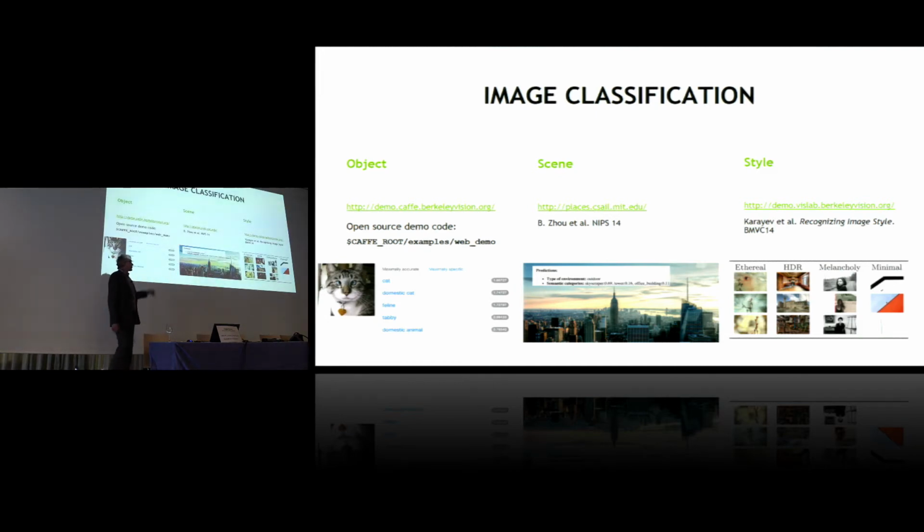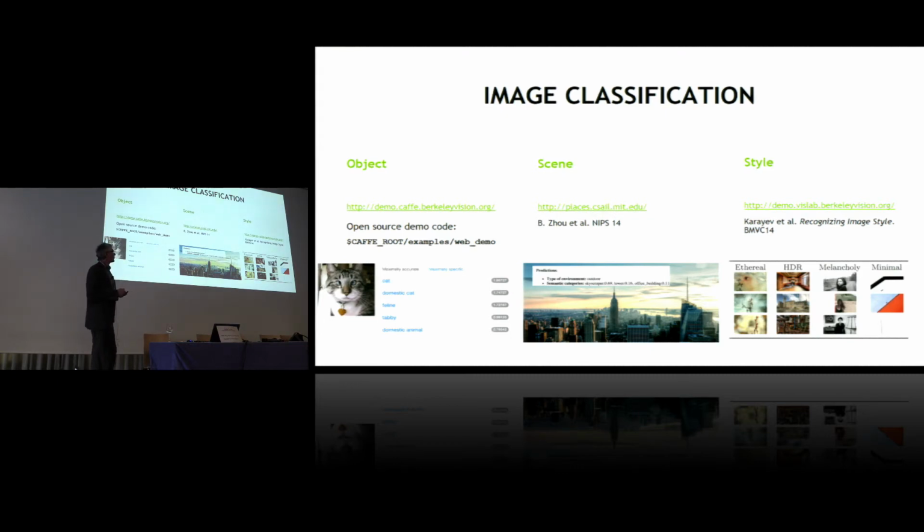Image classification, we see here 3 examples. Of course, there is object detection on a picture. Here from the Berkeley Vision Lab, they have put a nice object vision demo out. Scene detection can also be done. When you go to this site here from MIT, you can describe scenes.